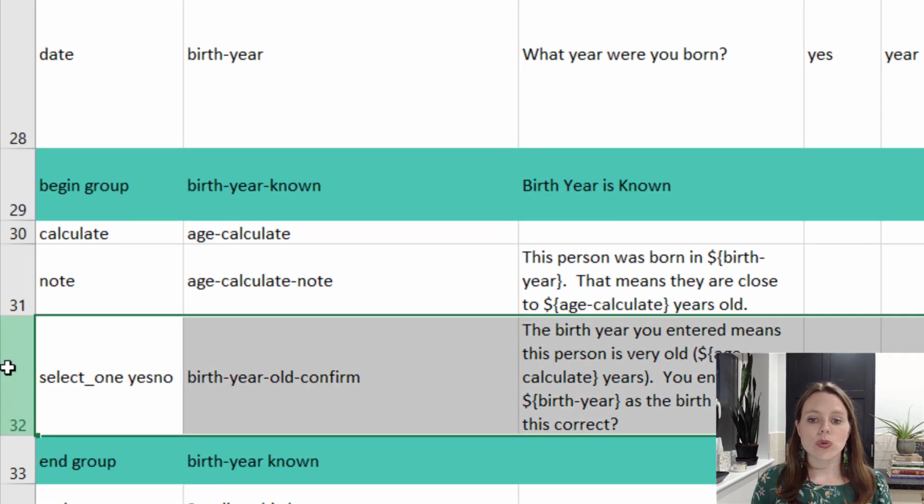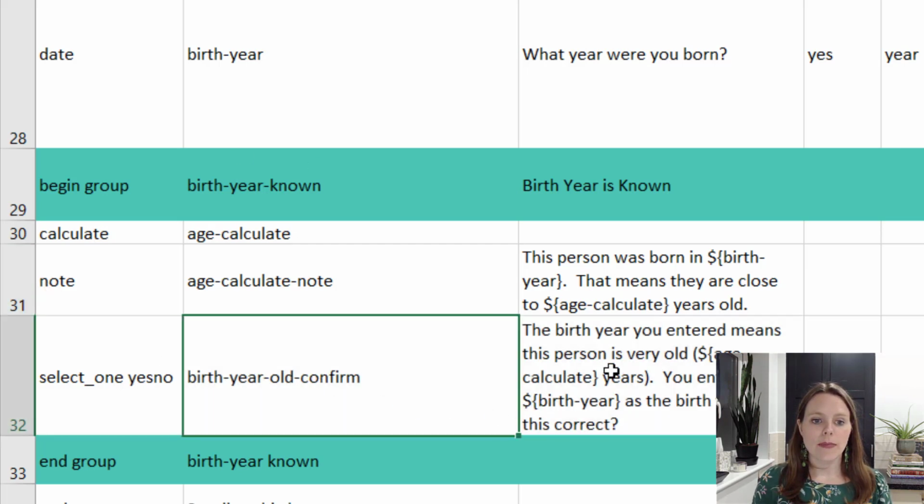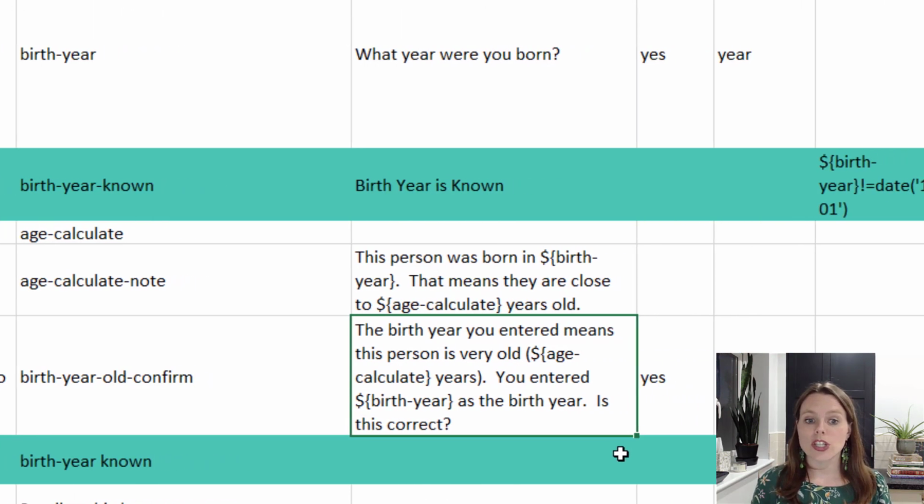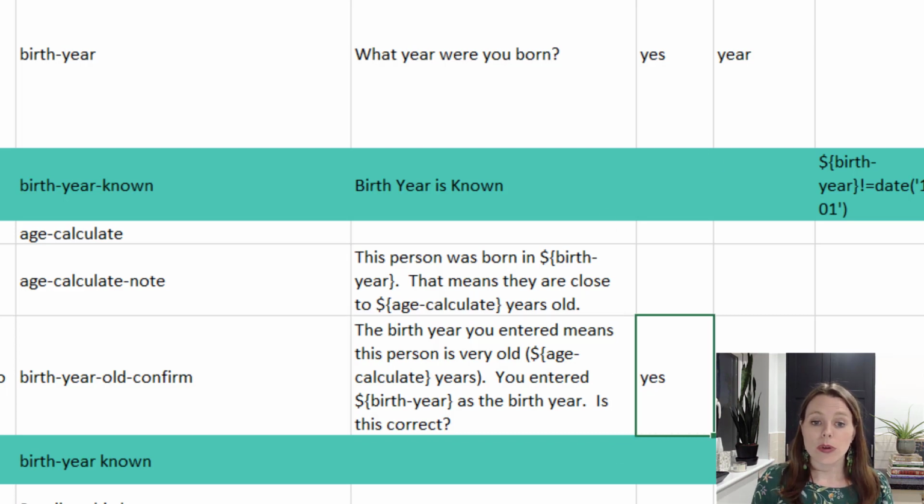And then we do want to ask that follow-up question once more. If they enter a year that makes them very, very old, we just want to double check that they entered that number correctly. So select one, yes or no, is the type of question. Give it a name. And then: the birth year you entered means this person is very old, such as 89 years old. You entered 1903 as the birth year. Is this correct? You will make this a required question. So in the required column, put yes.